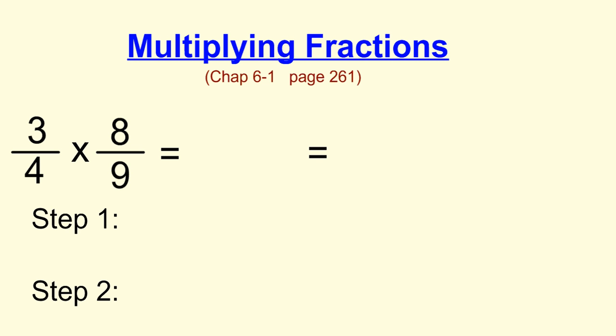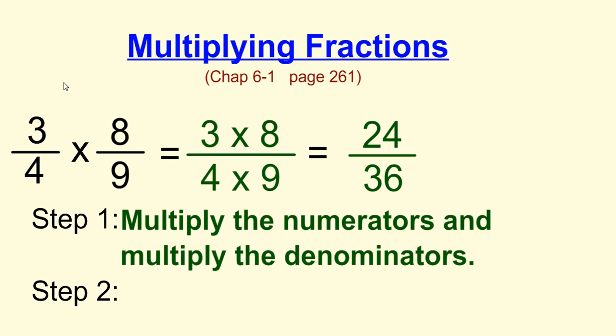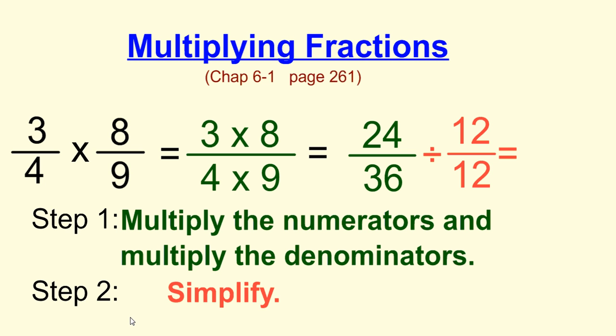First, we need to look at what we do when multiplying fractions. The basics: there are two different methods we can use to solve this. Method 1, step 1, is to simply multiply the numerators, the top numbers, and then multiply the denominators. So 3 times 8 is 24, and 4 times 9 is 36. Then our next step is to simplify.